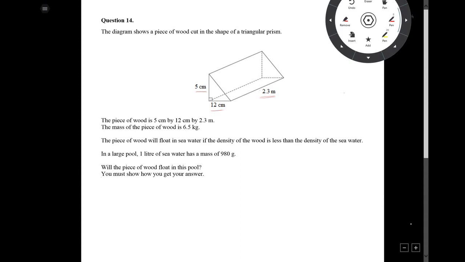So I've got 2.3 meters is equal to, to get from meters to centimeters, we times by 100. So that's going to be equal to 230 centimeters. So now everything is in the same unit.